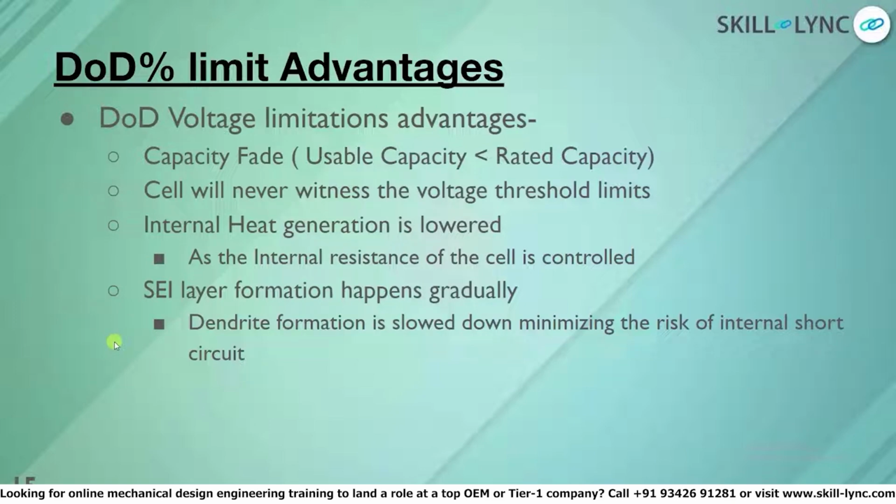And one of the most important things is SEI layer formation. When the cells are not stressed so much, the SEI layer formation happens slowly. Its speed is gradually reduced, and by doing that we won't allow the cell to witness its thresholds. The SEI layer is usually responsible for dendrite growth or lithium plating on the anode, which causes internal short circuit. The reason for that formation is something we have attacked and reduced to a great extent, so the SEI layer would form, but not at the rate at which it would form without controlling the DOD limits. So that is the major advantage we get, which means the life cycle of the whole cell can be increased.